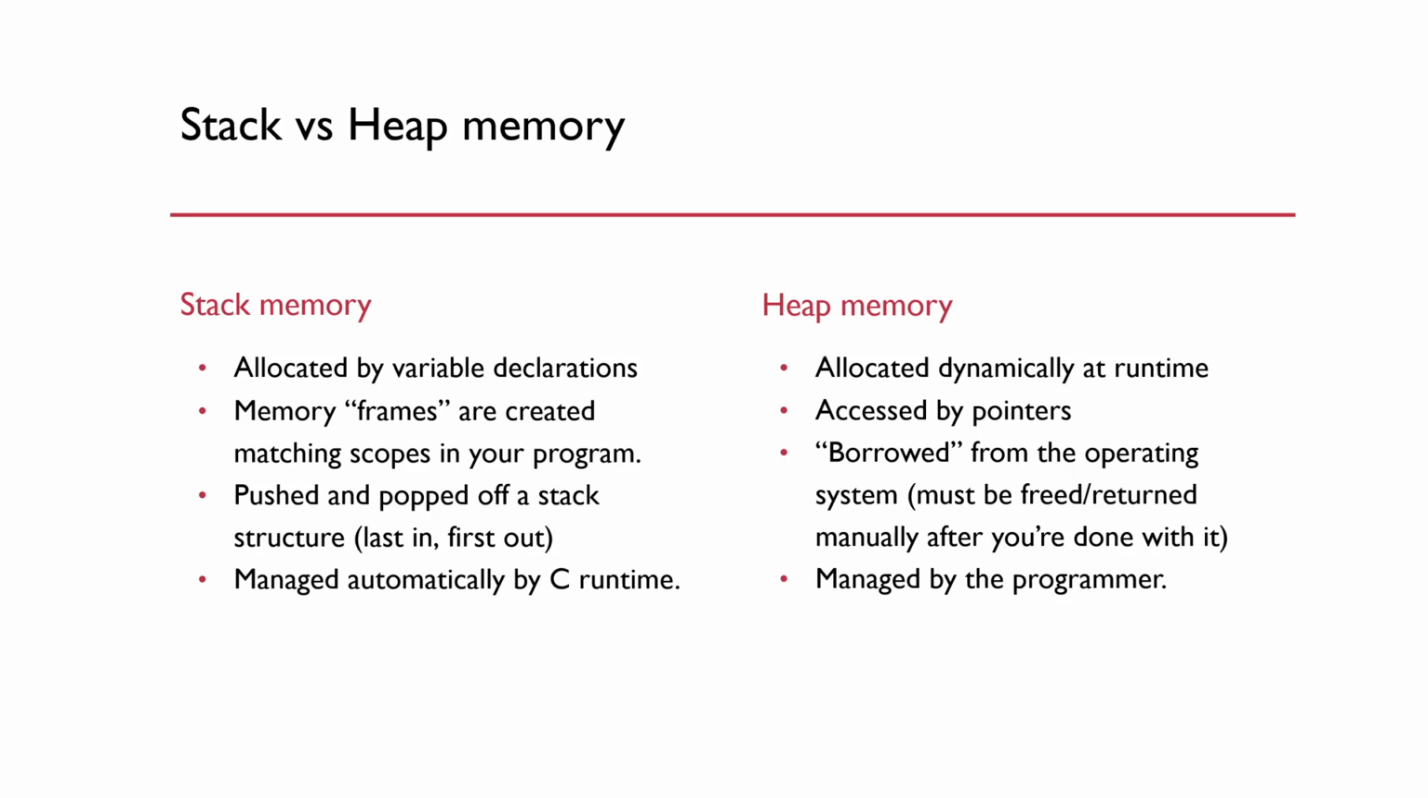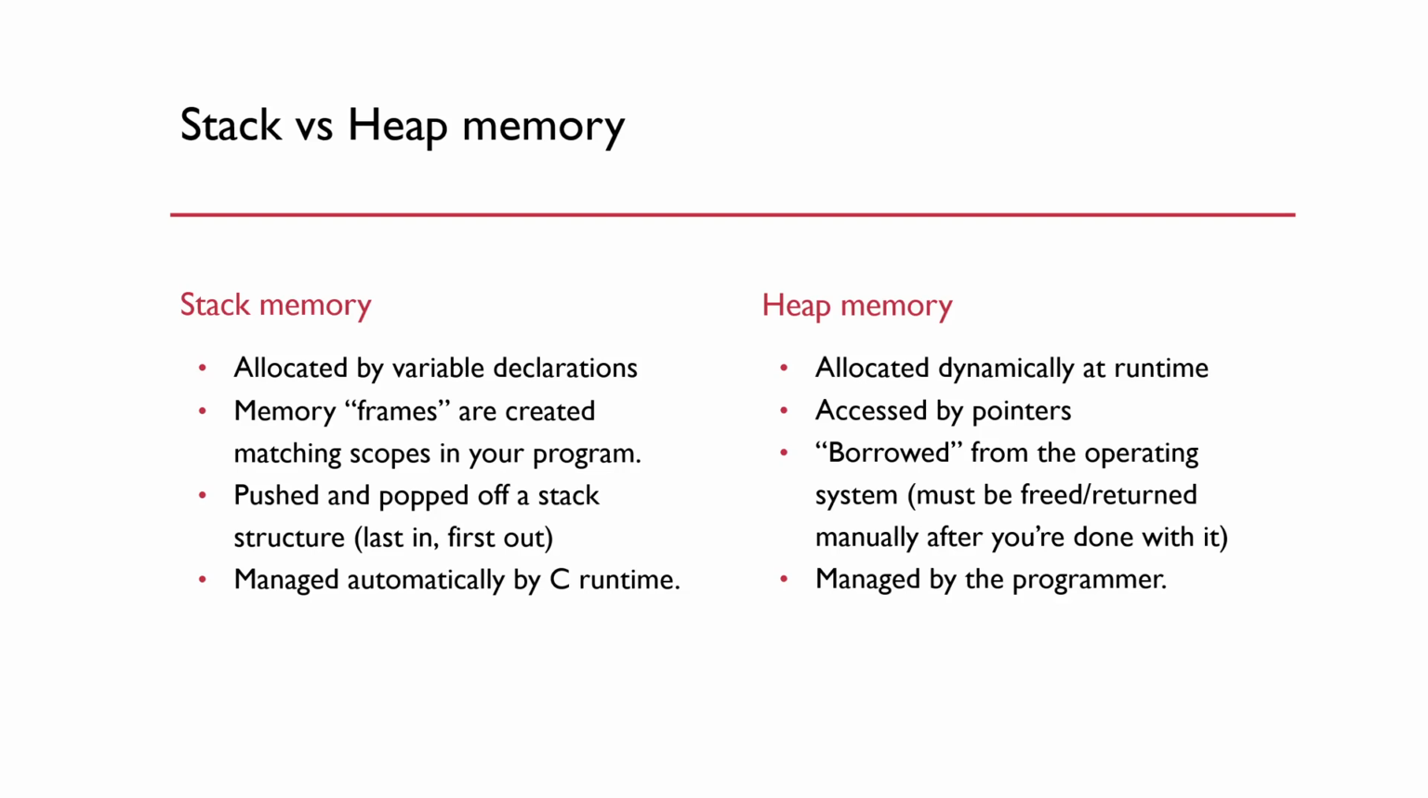This is why lower scopes can see the variables of higher scopes, but not the other way around. When you're in a lower scope, all of the variables from the higher scope are actually still on the stack. They're just deeper in the stack. But when you're outside of that scope, there's nothing on the stack that represents those values. They just don't exist. They are pushed and popped off a stack data structure, so that the last one in is the first one to get removed. And as mentioned, they are automatically managed by the C runtime.